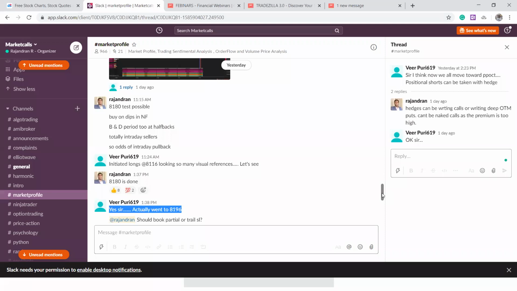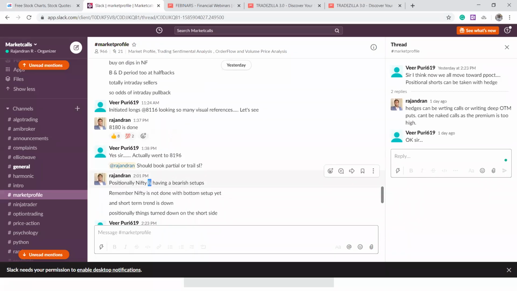My comment was that positionally, Nifty is having a bearish setup. So Nifty bottom is not done yet. That's an intraday trade, so you have to get out of the position. The opportunity is there, but whatever opportunity was presented last Friday is just a small long opportunity. Still, Nifty has been positionally having a bearish setup.